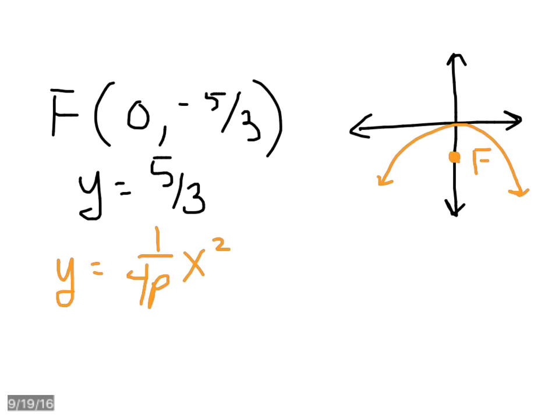How far is it from F to V? How far down did you go? You went down 5/3. So guess what number goes in your p? 5/3, and specifically a negative because we went down, right? So I take 1 over 4 times -5/3 x squared.